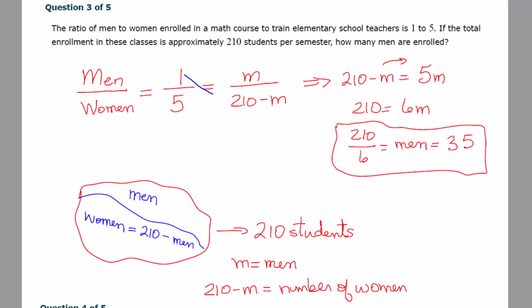So if I simply cross multiply, I've got 210 minus m is 5m. Move the m so I get 6m equals 210, and then simply divide by 6, and I get the number of men would be 35. If I want to find the number of women, I would simply take 210 minus the number of men in the class.